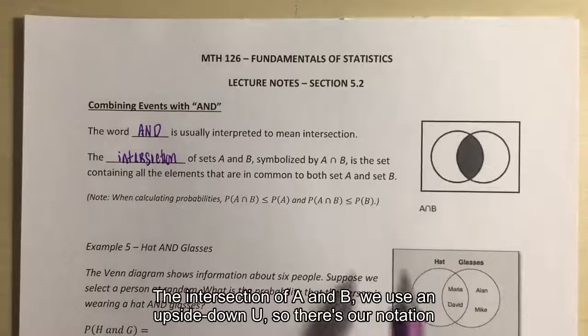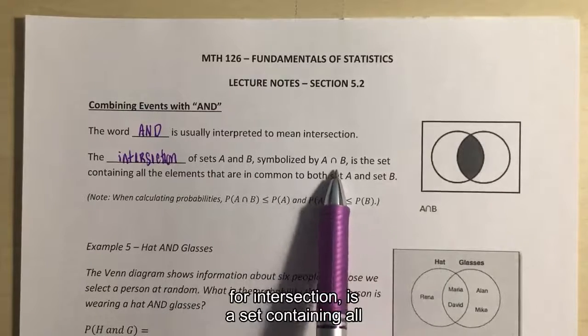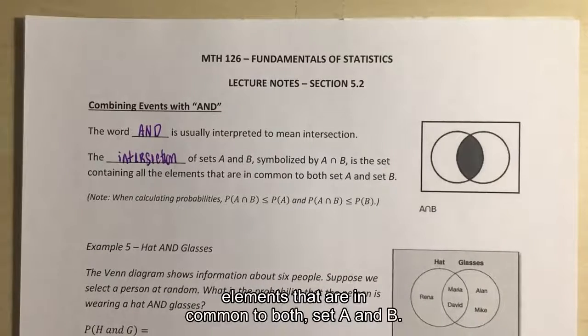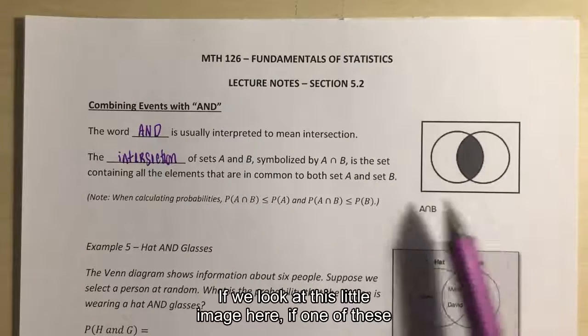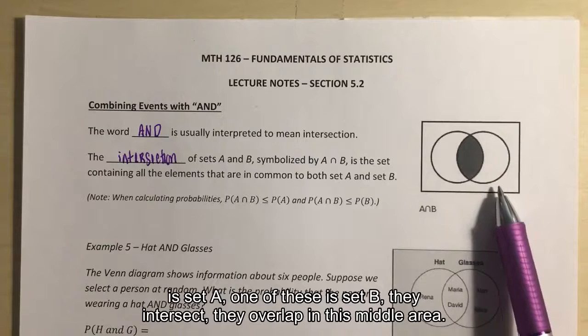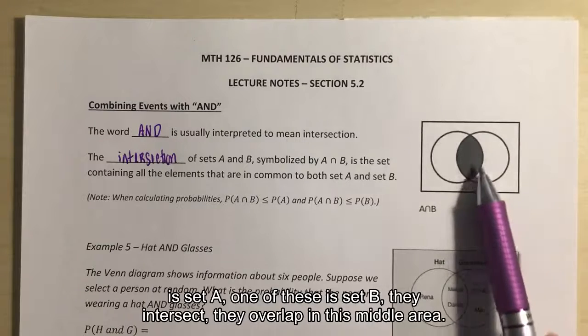We use an upside down U, so there's our notation for intersection. It is a set containing all elements that are in common to both set A and B. So if we look at this little image here, if one of these is set A and one of these is set B, they intersect, right? They overlap in this middle area.